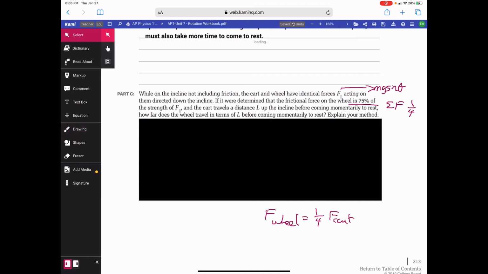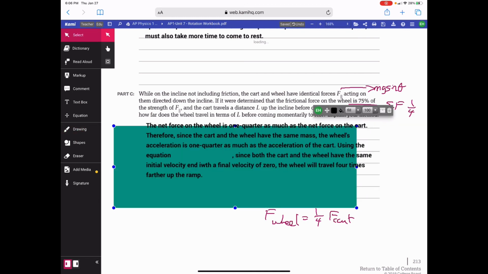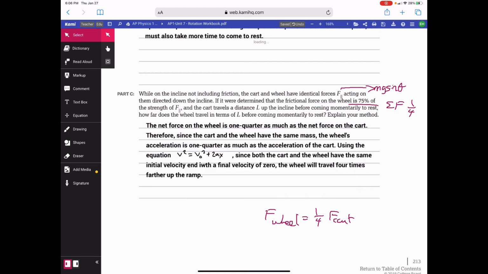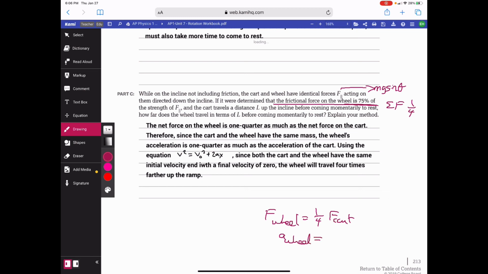Let's go ahead and describe this. The net force on the wheel is 1/4 as much as the net force on the cart. Again, this has to do with the fact that the wheel is losing 75% of the strength of the F parallel, mg sine theta, due to friction. Therefore, since the cart and the wheel have the same mass, the wheel's acceleration will be 1/4. So if the wheel's force is 1/4, then the acceleration of the wheel is 1/4 the acceleration of the cart.